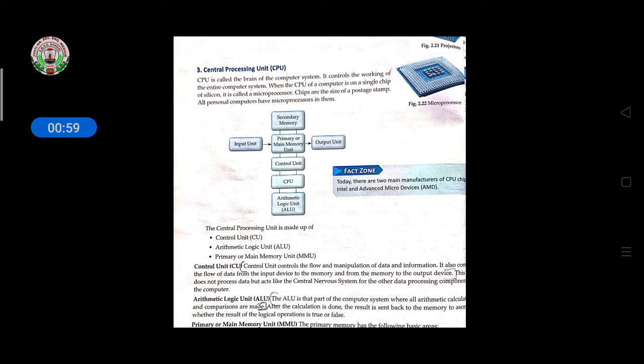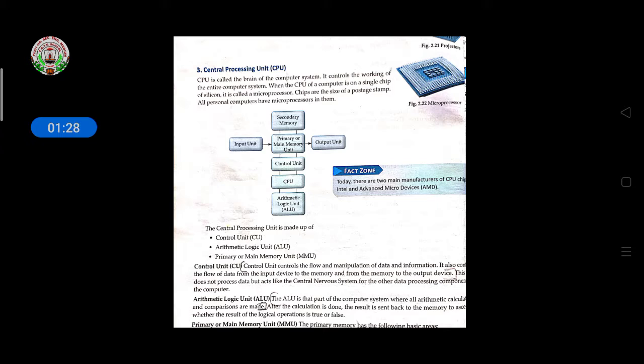Central processing unit, the short form is CPU. The CPU is the brain of the computer system. It controls the working of the entire computer system. When the CPU of a computer is on a single chip of silicon, it is called a microprocessor. Chips are the size of a postage stamp. All personal computers have microprocessors in them.